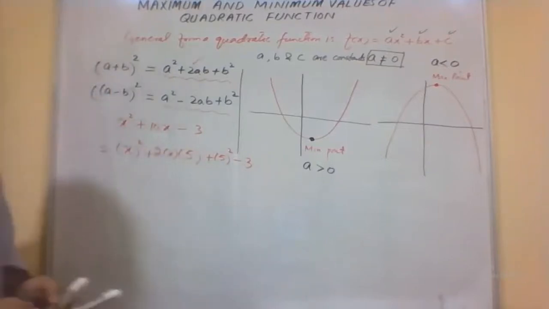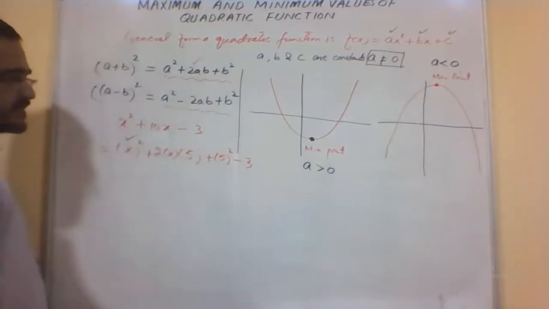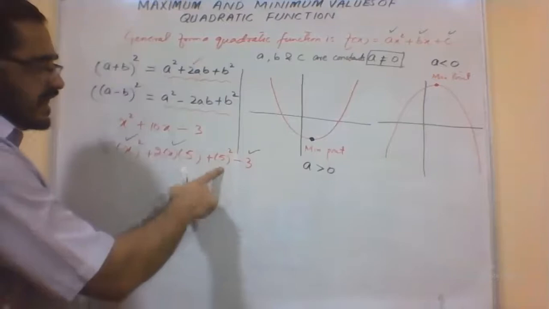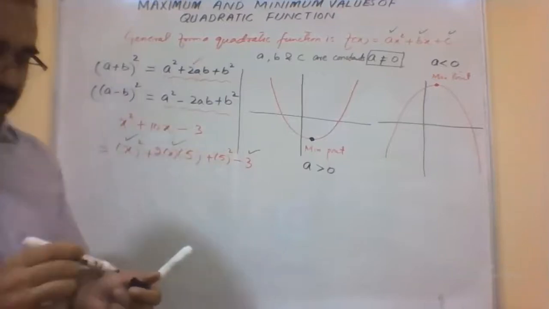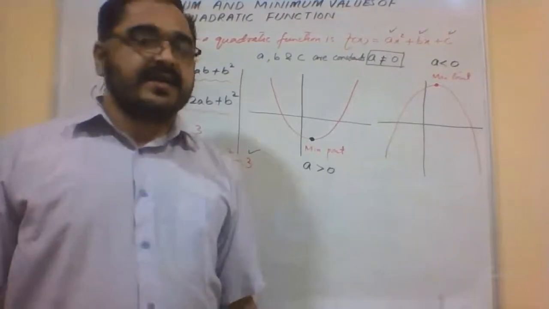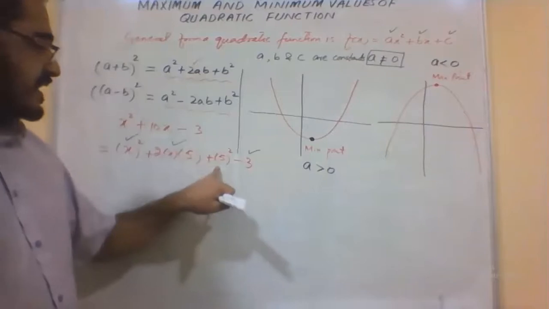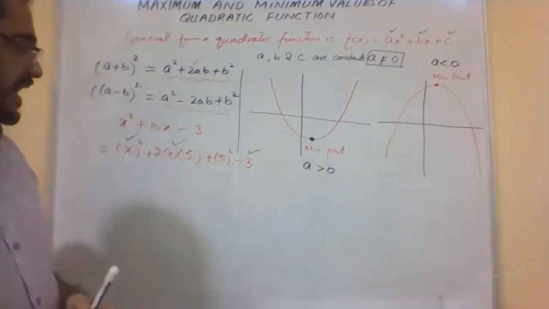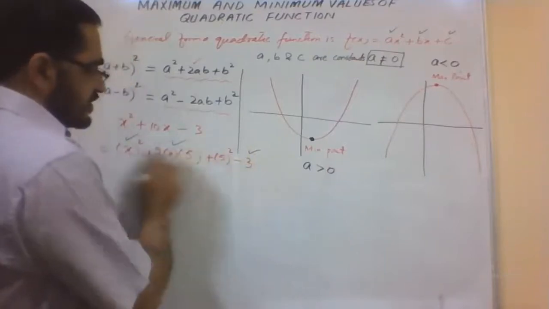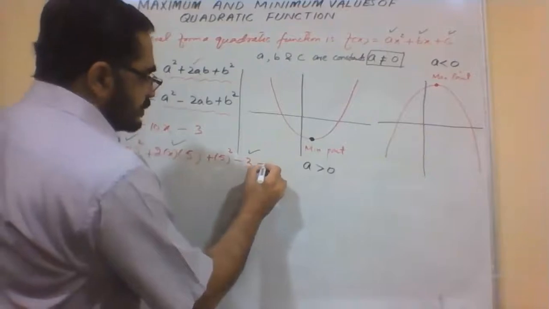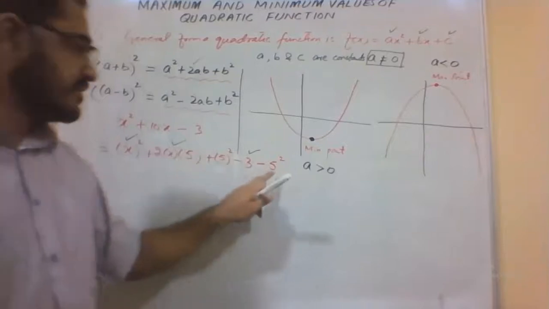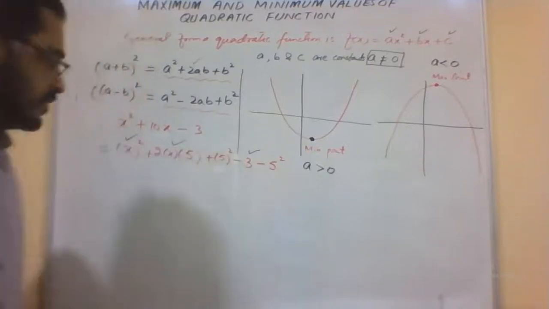Now here we can see this x square as it is, 2 fives are this 10x as it is, this minus 3 as it is. This 5 square is extra here. This was not available in the given quadratic function. As we are adding 5 square by ourselves, to balance the function we have to subtract the same value, 5 square, also.